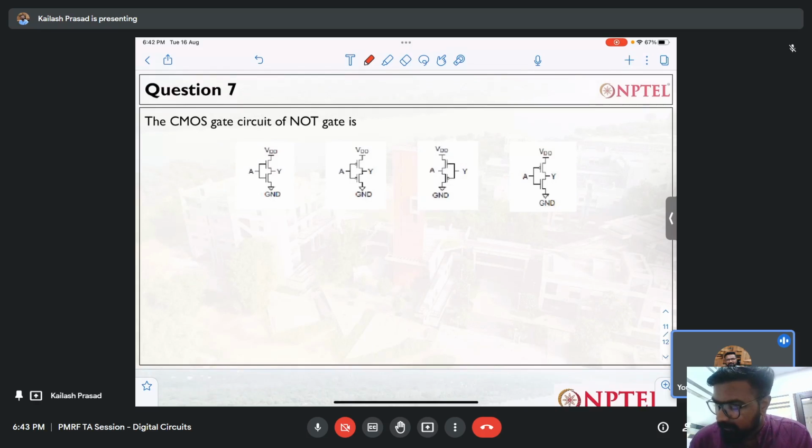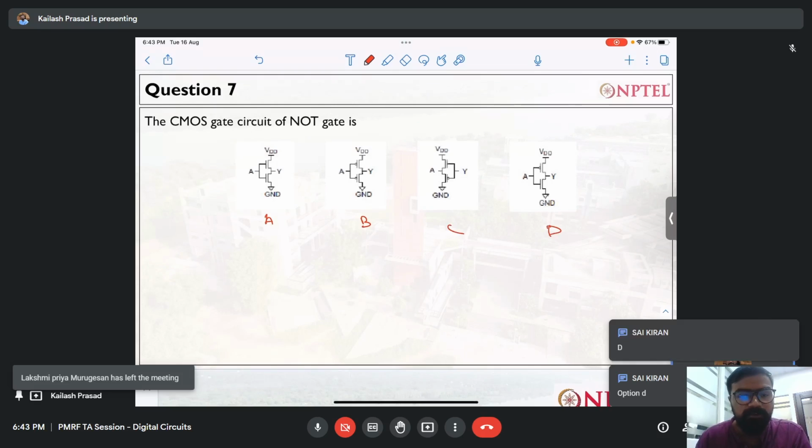Okay, there are 4 circuits, and you have to tell me which of these gates is a NOT gate. Anybody want to try? I will name them A, B, C, and D. Which of these circuits is a NOT gate? Option D. Sai Kiran is saying option D.